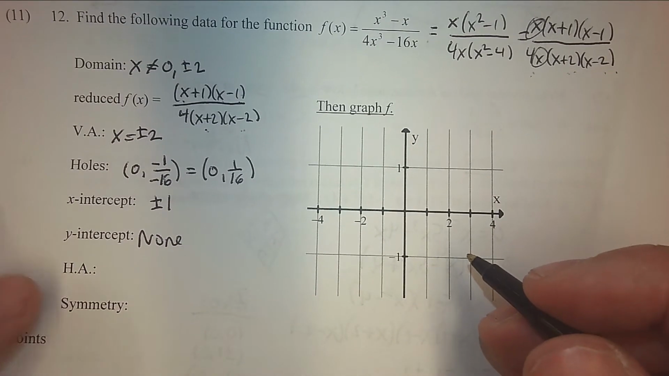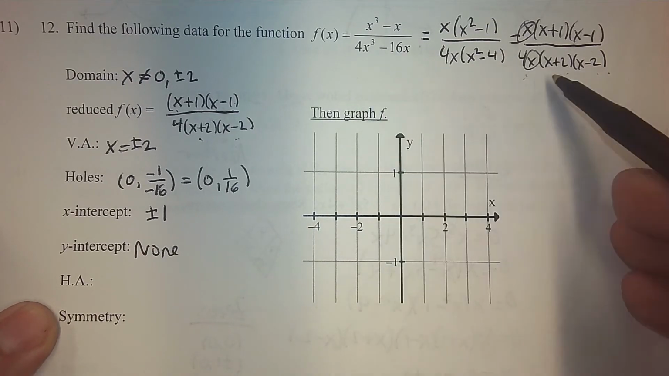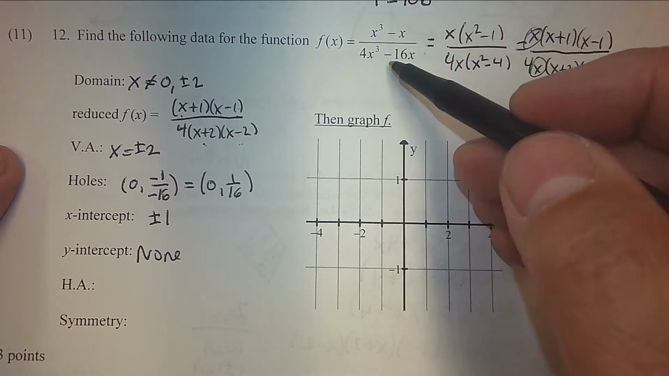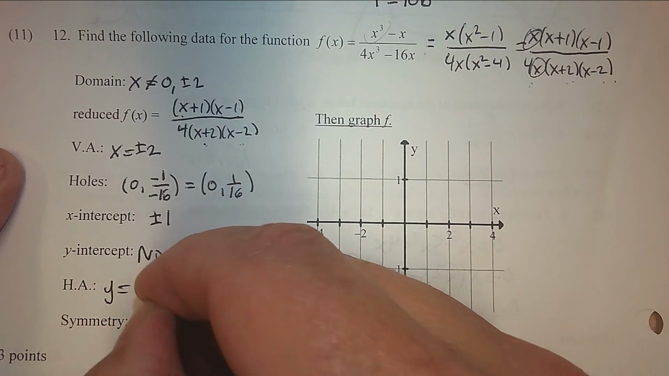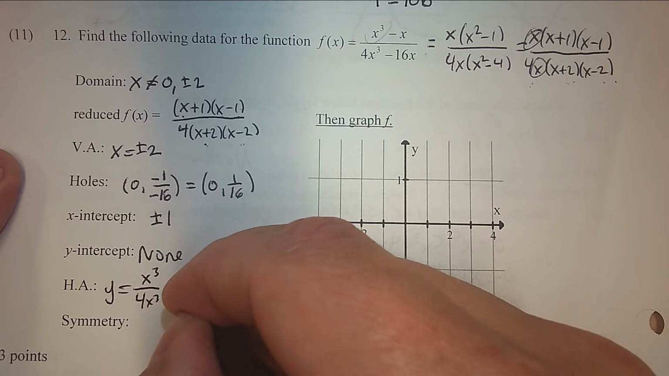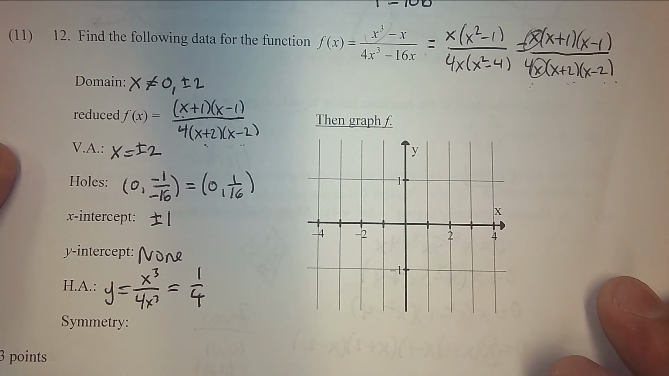The horizontal asymptote, the expanded form would be the easiest because we're looking for power over power. And when it's expanded, you can see it easier. So power over power, that's x cubed over 4x cubed. So the x cubes divide out and you're left with 1/4.